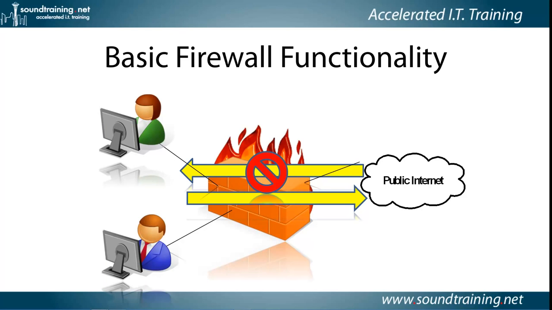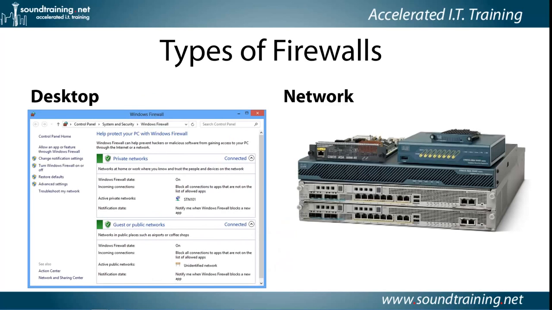Now, you take a sophisticated device like a Cisco ASA security appliance and it certainly can do lots more than just that. But at its core, that is basic firewall functionality. Now, we can break firewalls down into two broad families. There's desktop and network firewalls.